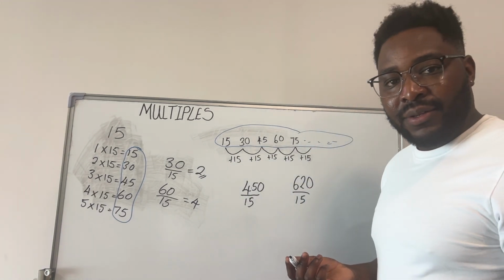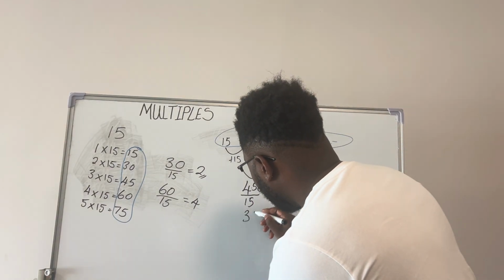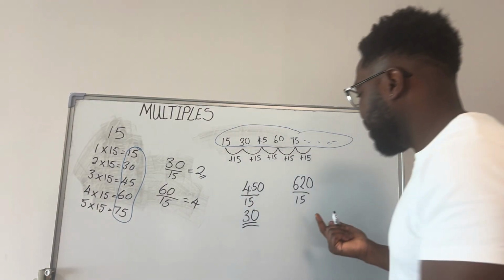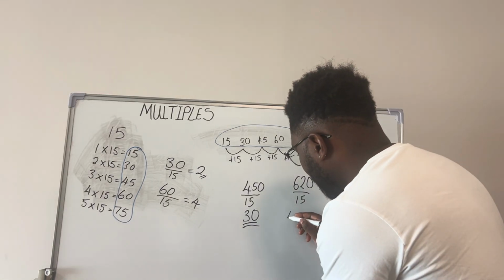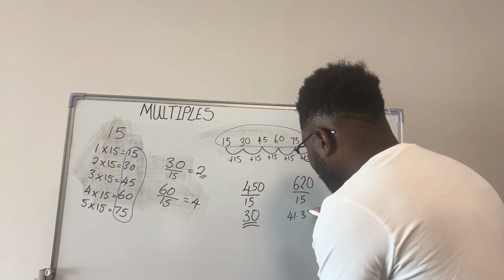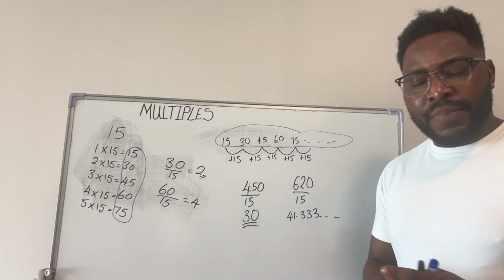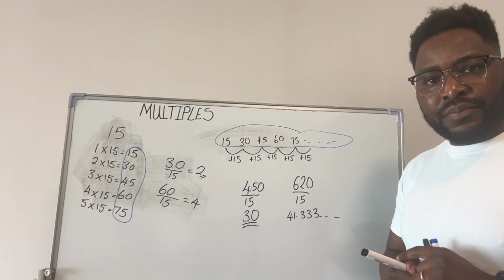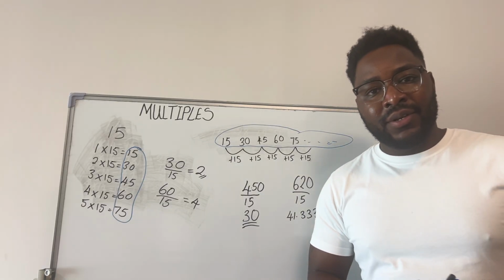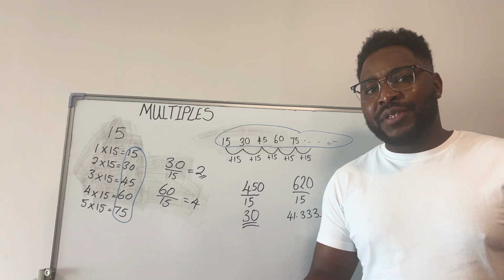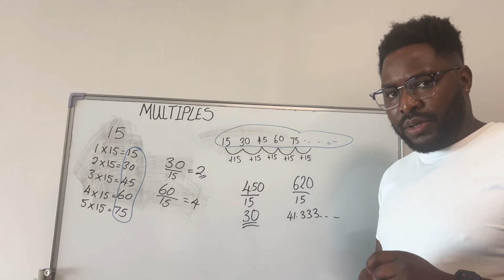How many times does 15 go into 450? There are 30 times. And how many times does 15 go into 620? There are about 41.333, it keeps on going. Now, what is it that you guys can notice? Between 450 and 620, which one is a multiple of 15? It's definitely 450.